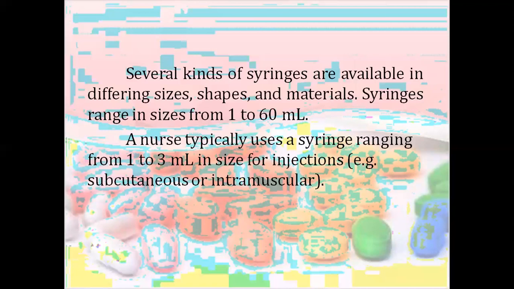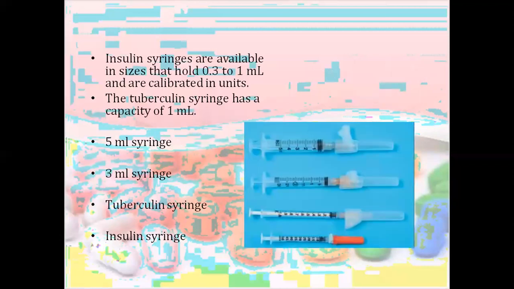Sometimes we will also use 5 ml, 10 ml, 20 ml. So it will depend upon the procedure, or it will depend upon the injection or medication. Then insulin syringes are available in sizes that hold 0.3 to 1 ml. ये 0.3 to 1 ml में जो है वो available होते हैं.